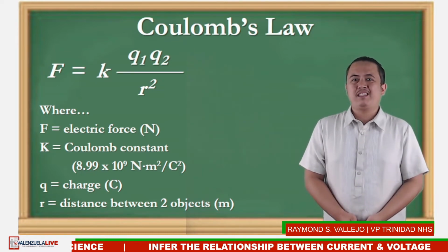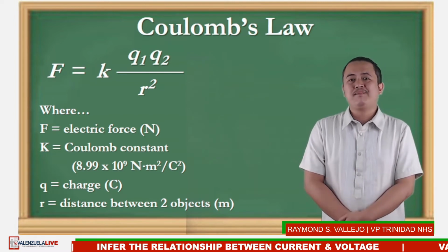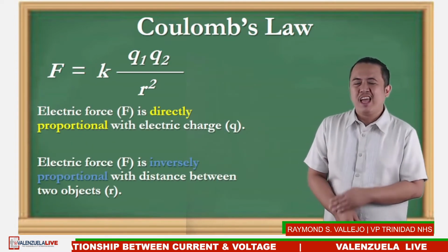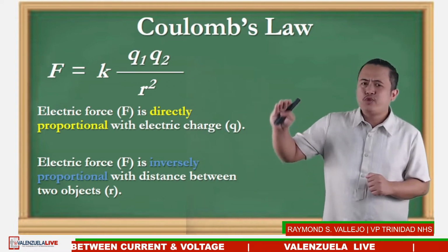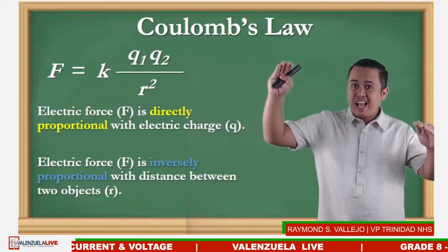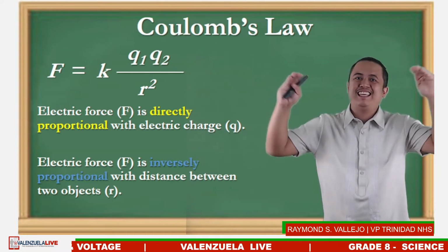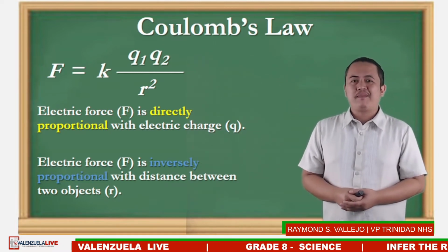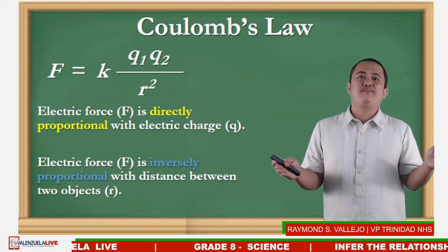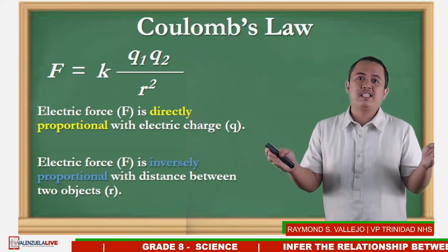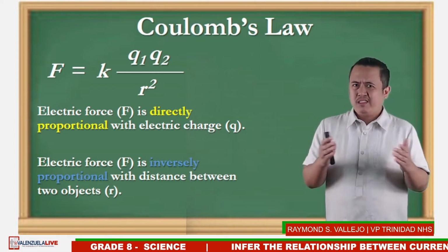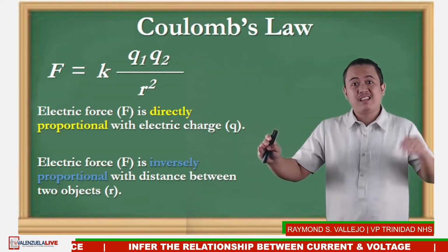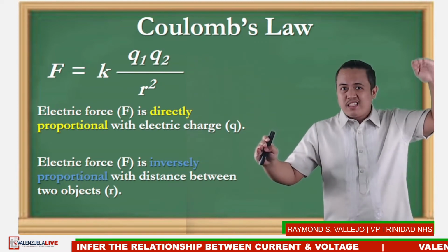Coulomb's law states that electric force is directly proportional to electric charge. This means that as electric charge increases, electric force also increases. Coulomb's law also states that electric force is inversely proportional to the distance between the two objects. This means that electric force decreases as the distance between the two objects increases.